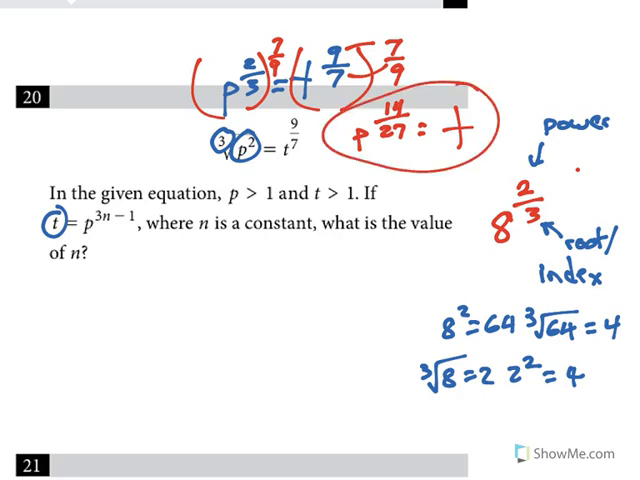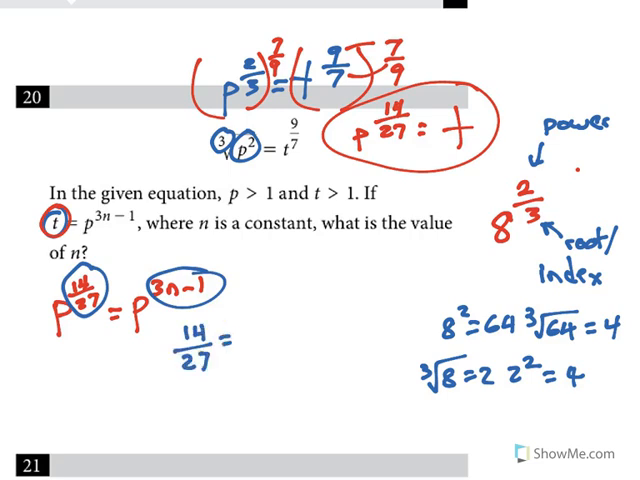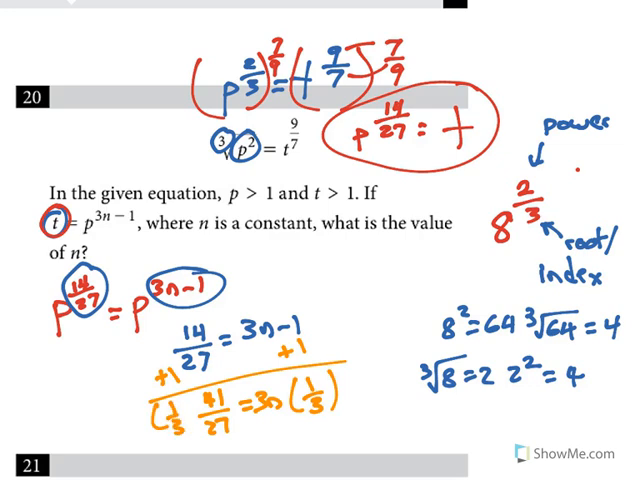So if t is equal to p to the 14/27, then p to the 14/27 is equal to p to the 3n minus 1. In order for these to be equal, the powers must be equal. When I saw this equation, I said, well, maybe I'll get some sort of logical fraction. Not really, though. I could do this in a lot of different ways. I'm probably going to add 1 on both sides. If I know that 1 is 27/27, this is going to give me 41 out of 27 is equal to 3n. I'm going to divide by 3, which is the same as multiplying by 1/3, and that's going to give me 41 out of 81 is equal to n.